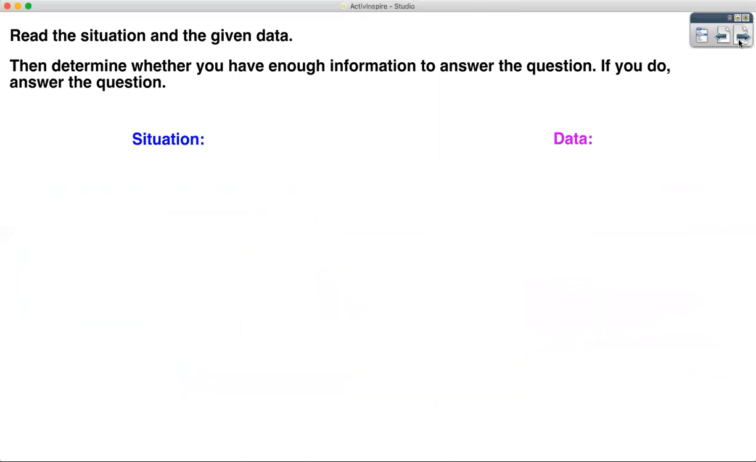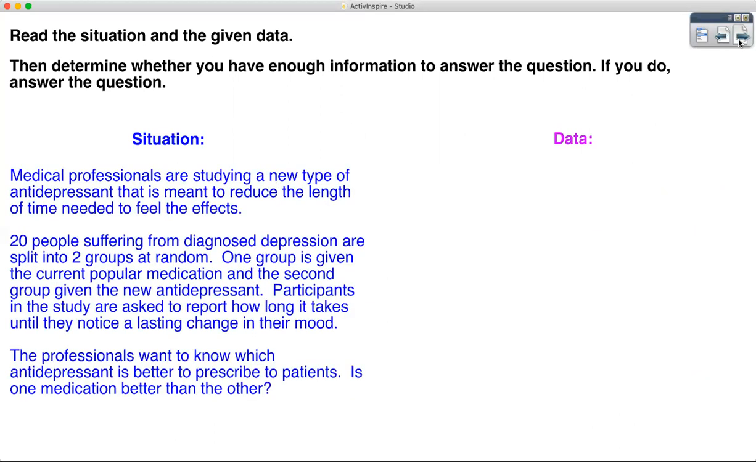So here is our new situation. Medical professionals are studying a new type of antidepressant that is meant to reduce the length of time needed to feel the effects. 20 people suffering from diagnosed depression are split into two groups at random. One group is given the current popular medication and the second group given the new antidepressant. Participants in the study are asked to report how long it takes until they notice a lasting change in their mood. The professionals want to know which antidepressant is better to prescribe to patients. Is one medication better than the other?